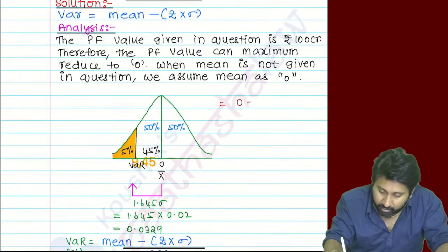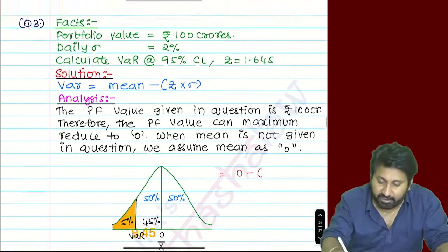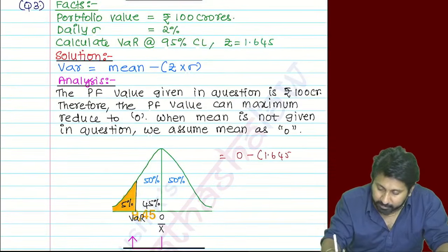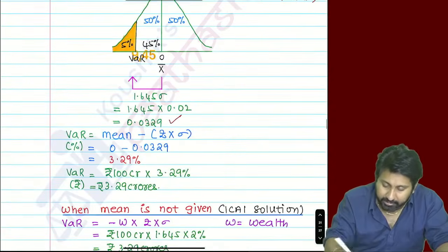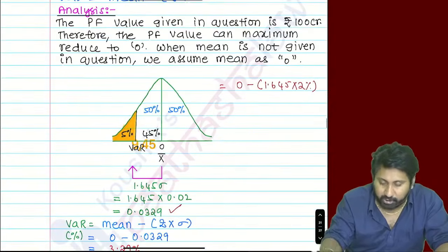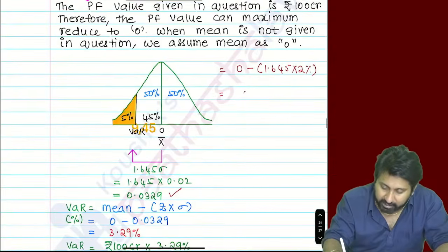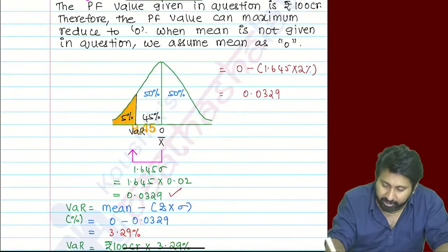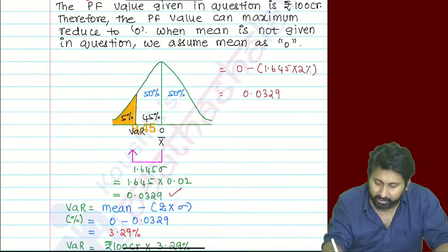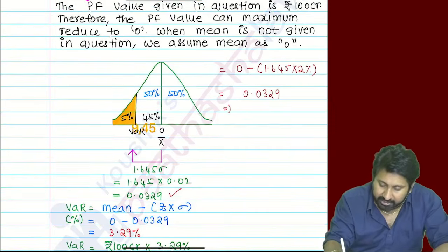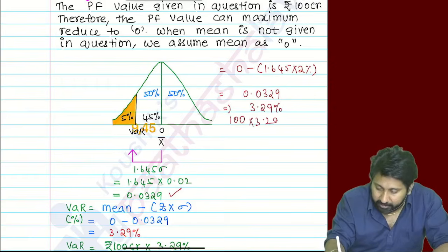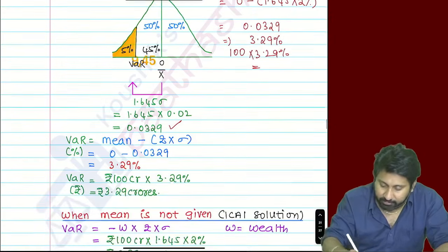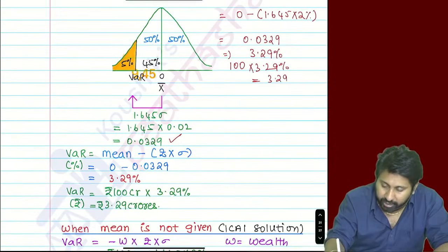Mean 0 minus Z value, how much? 1.645 into standard deviation, how much? 2%. That comes to 2%, means 0.02, na? So obviously that comes to 0.0329, also called 3.29%. What is my total wealth? 100 into 3.29%, which comes to 3.29 crores.